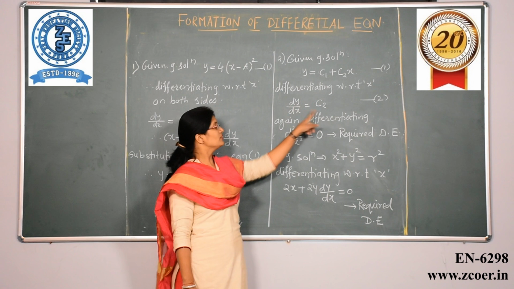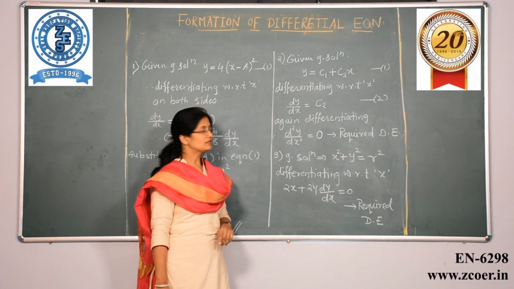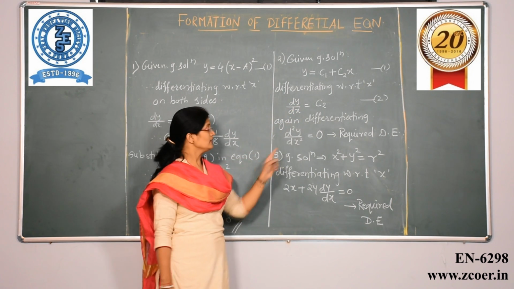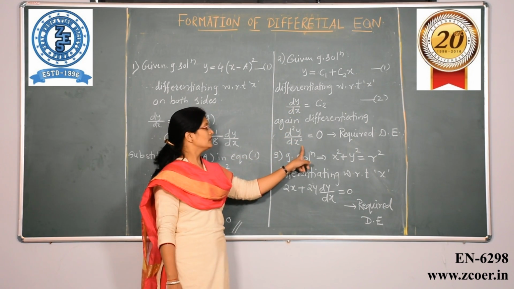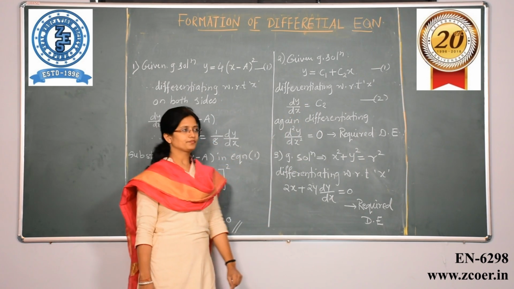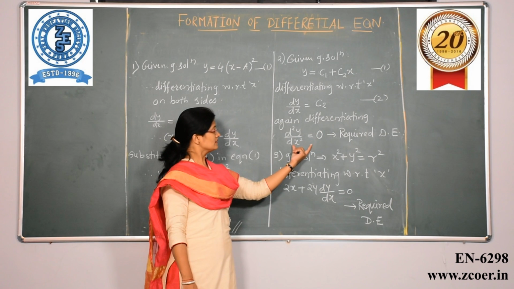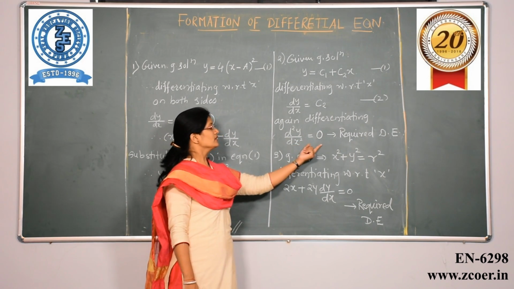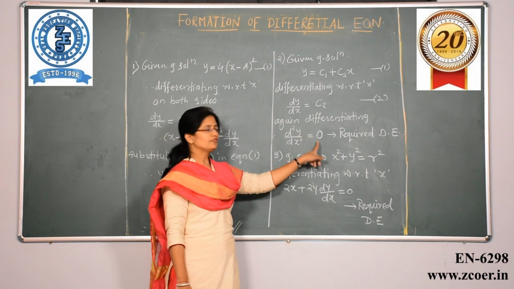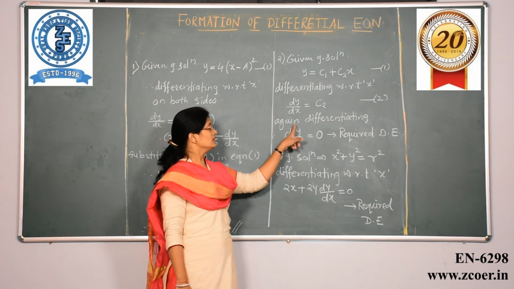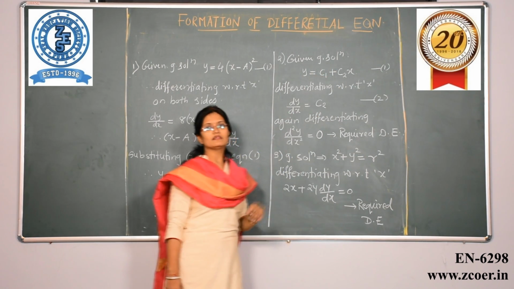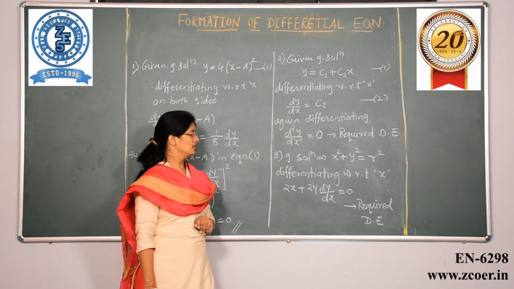Again we have to differentiate equation number 2 with respect to x. Taking the derivative of dy by dx, we get d square y upon dx square equals 0, because the derivative of a constant is 0. If you look at this equation, there is no arbitrary constant present in it, and this is the differential equation of order 2, because there are two constants present in the general solution.